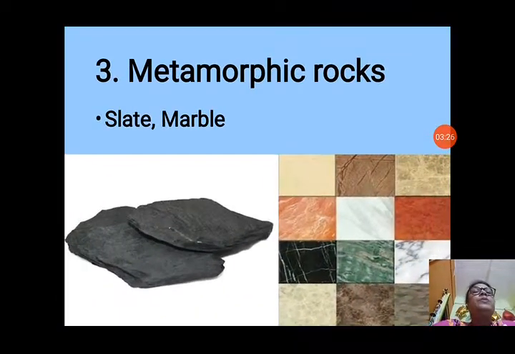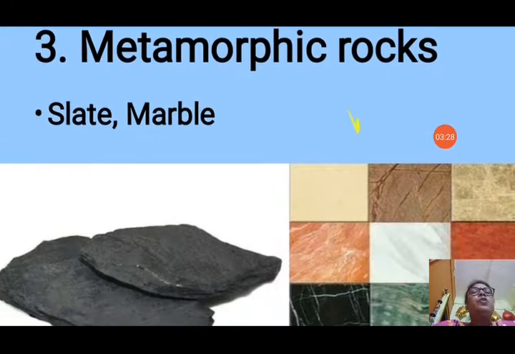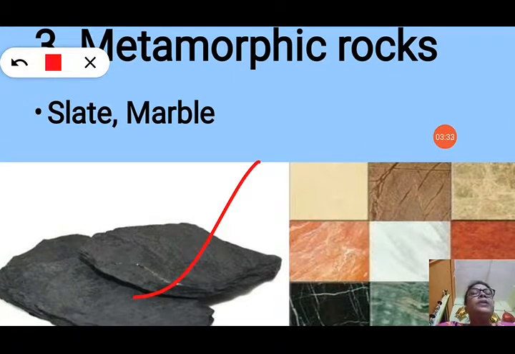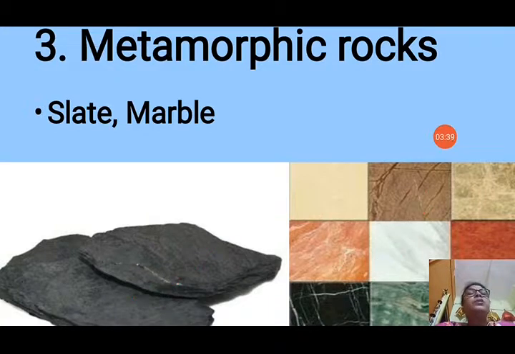The third question is metamorphic rocks. What are examples of metamorphic rocks? Slate and marble. First is slate and second is marble. Different colors of marble you can see in this picture. These are examples of metamorphic rocks.